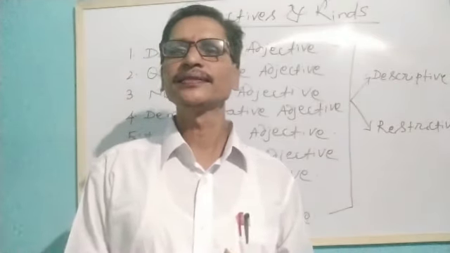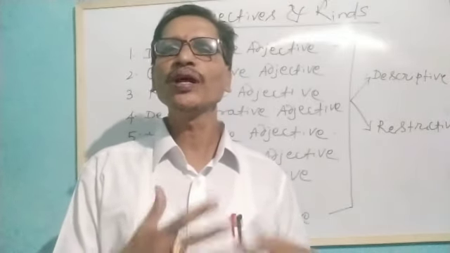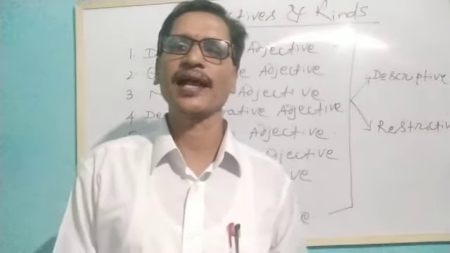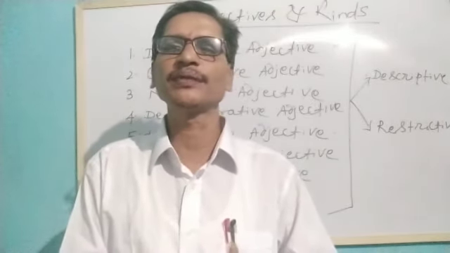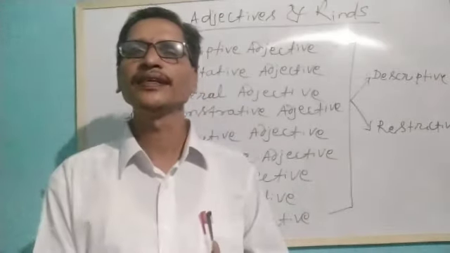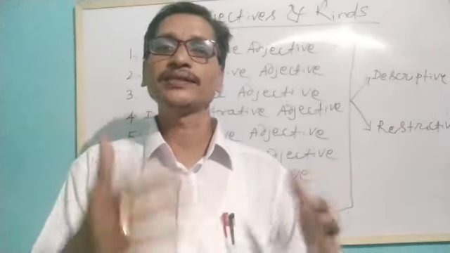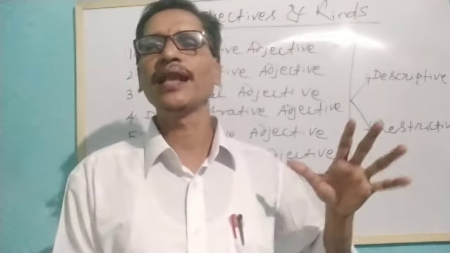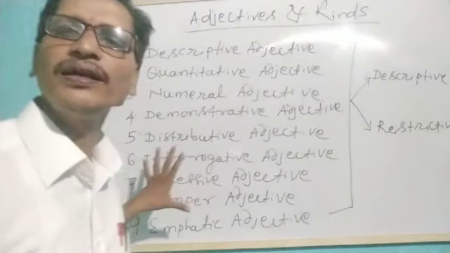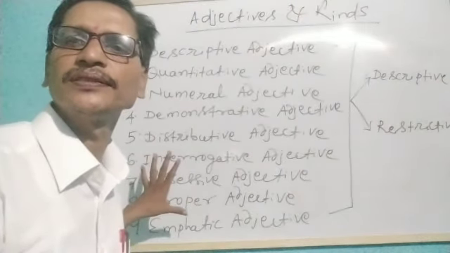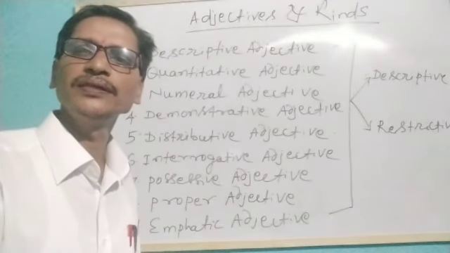And in this class, we'll continue to understand more about the adjectives and its kinds. As you know, last class we did discuss the adjectives and its kinds. As per our discussions, we discussed last class that we have 9 different kinds of adjectives. How many kinds? 9 different kinds.